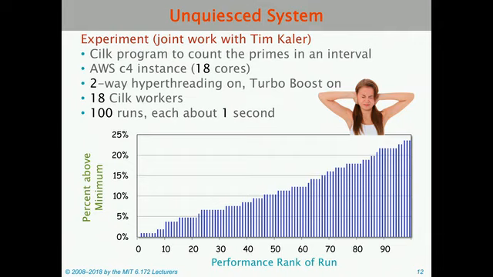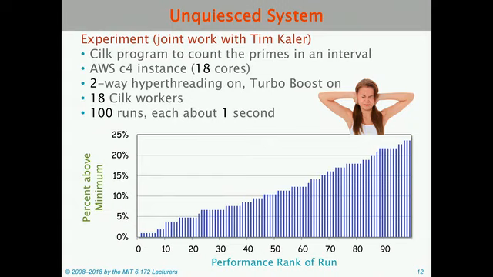So this is joint work that I did in my group with Tim Kaler. We wrote a Silk program to count the primes in an interval, and we ran on a C4 instance, 18 cores, similar to what you're running with. We had two-way hyper-threading on. Turbo Boost was on. We had 18 Silk workers. We had 100 runs, each about 1 second, okay?